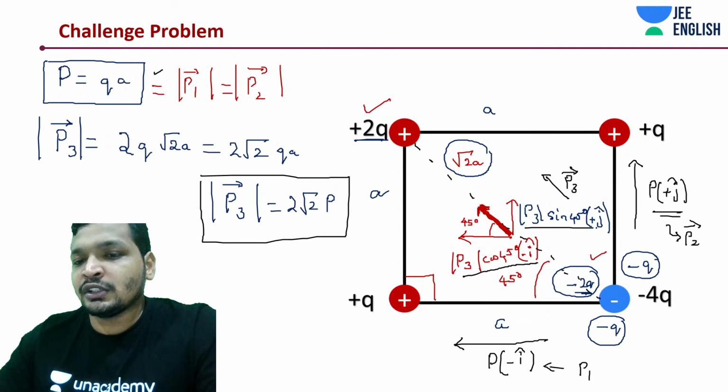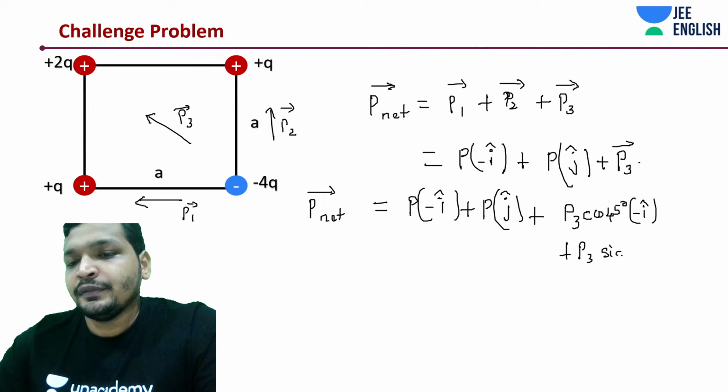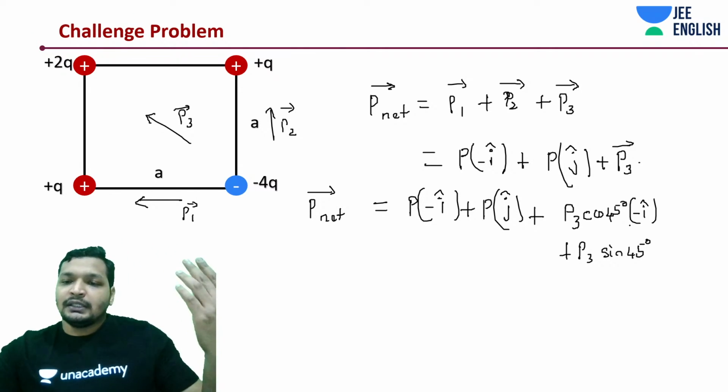And we need to write down this component as well, which is going to be P3 sin 45, plus J cap. It's going from negative to positive. Think about it. It's plus J cap.